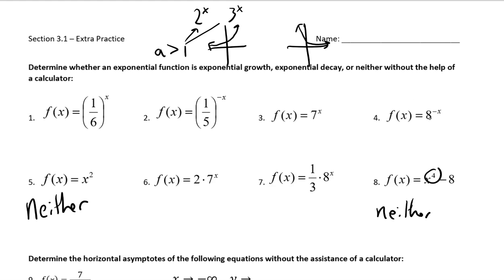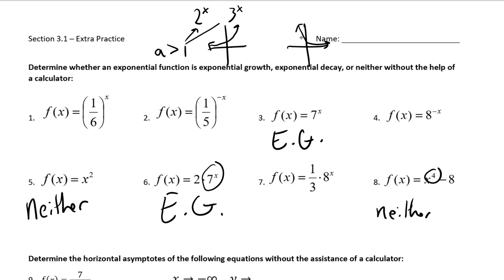So from that, hopefully you said number 3 is exponential growth. 7 to the x would look like 2 to the x and 3 to the x, exponential growth. And also number 6, this is exponential growth. Timesing it by 2 just makes it go up a little bit quicker, but this is still exponential growth.